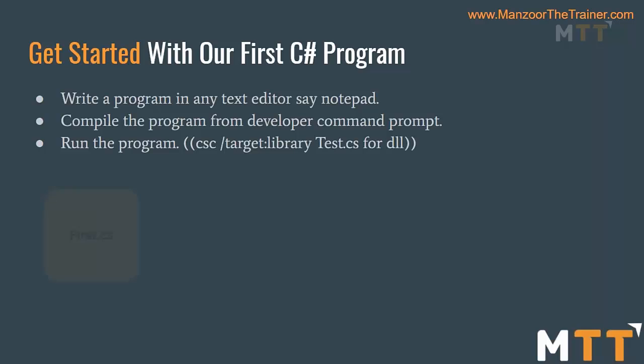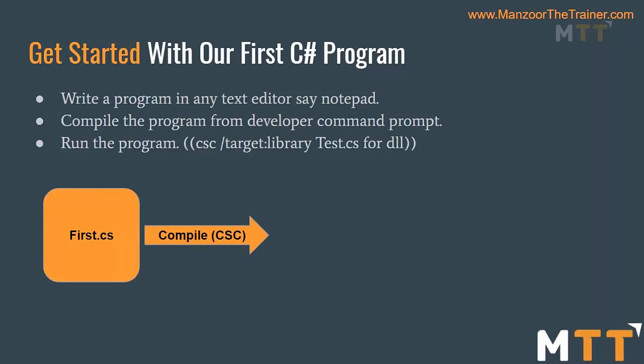Whenever we write our program, you need to save it with the extension .cs. Like a C program has the extension .c, and your MS Word document has the extension .doc or .docx, in the same way your C# program has the extension .cs. So whenever we write our C# program, we need to compile it. The compiler is csc, the C# compiler.